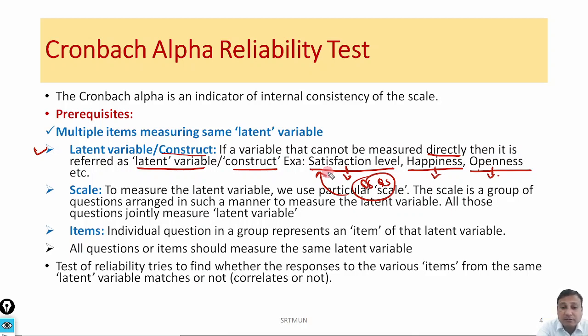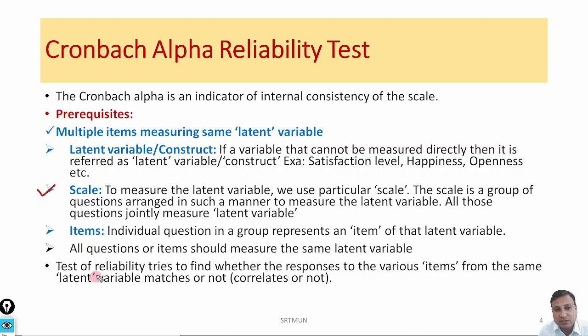Now let me take you to the second term, that is scale. What is scale? To measure the latent variable, we use a particular scale. Scale is a group of questions arranged in such a manner to measure the latent variable. All those questions jointly measure the latent variable. Now what is the item? Items, the individual questions in a group, represent an item of that latent variable.